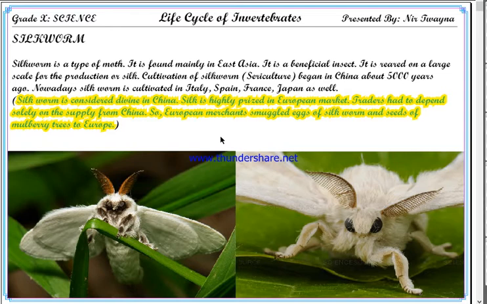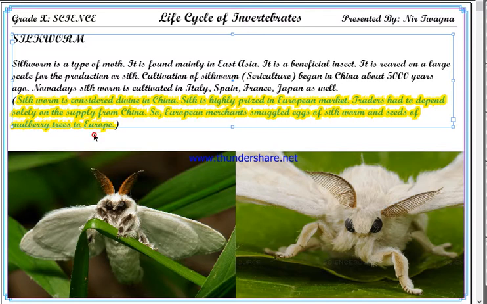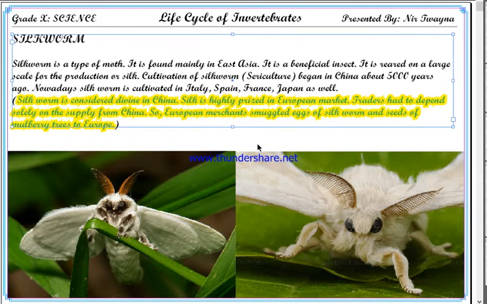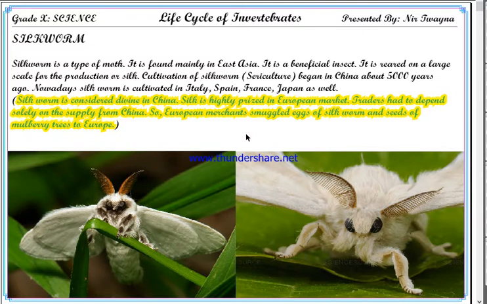Later on, when demand for silk kept increasing in Europe but supply was meager, the price of silk rose even higher. So what European merchants did was smuggle silkworm eggs and seeds of mulberry trees, because silkworms feed on mulberry leaves. They do not feed on any other things. They feed only on mulberry leaves. So they smuggled eggs of silkworm and seeds of mulberry trees, and that's how sericulture began in Europe as well. And when production started in Europe itself, the price for silk decreased, because supply increased, isn't it?